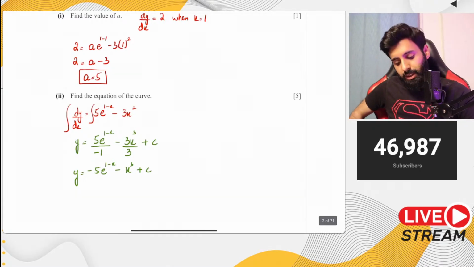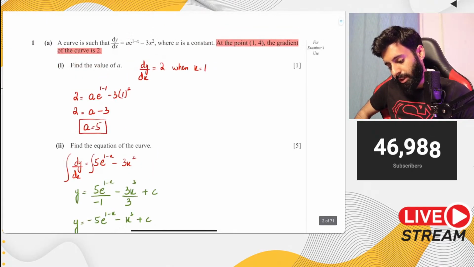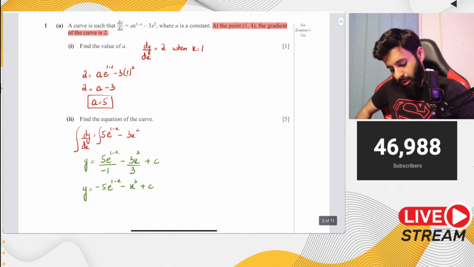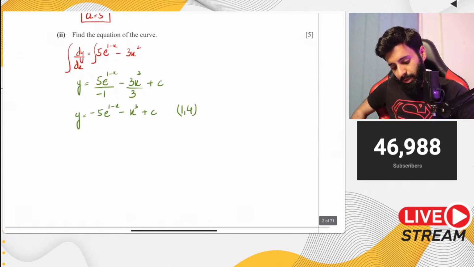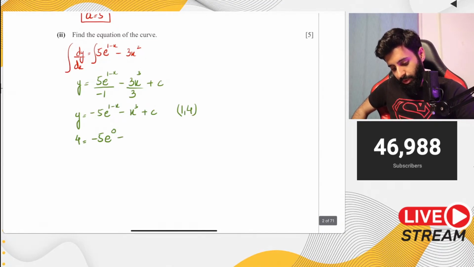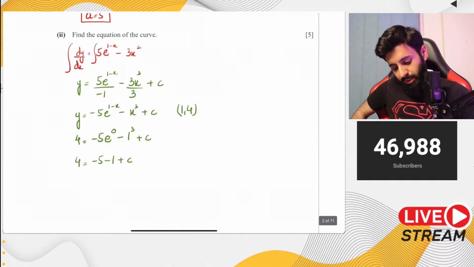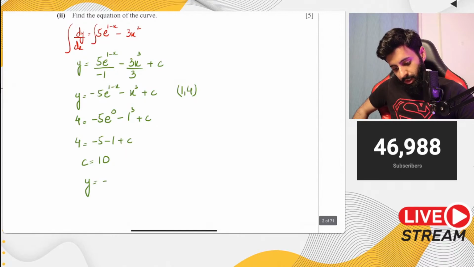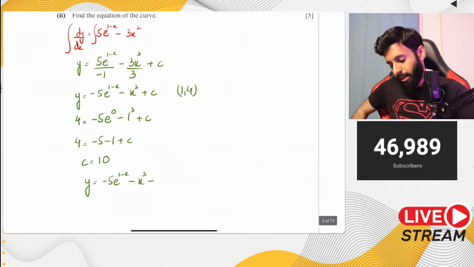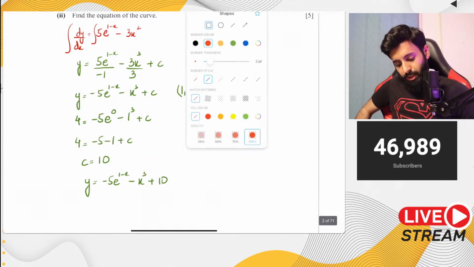Okay, now the question is, how do we find out the value of c? Now remember, in order to find out the value of c, you need a point through which the curve is passing. You always need a point through which the curve is passing. Okay, so we plug in 4 in place of y, we plug in 1 in place of x, so 1 minus 1 is 0, minus 1 cube plus c. So 4 is equal to minus 5 minus 1 plus c. Minus 5 minus 1 is minus 6. 4 plus 6 is equal to 10. So now you have y equals minus 5 e to the power 1 minus x, minus x cube plus 10 as the equation of the curve. So there you go, fellas. That's your answer.